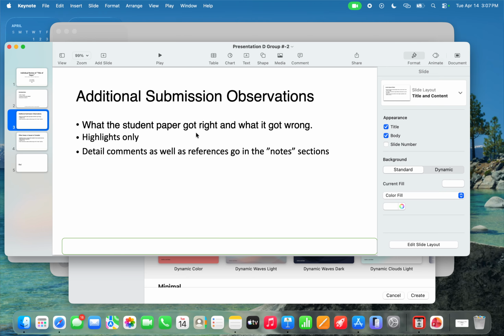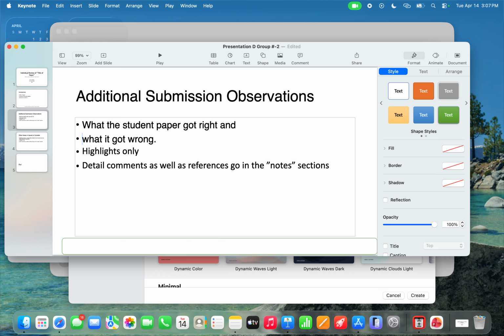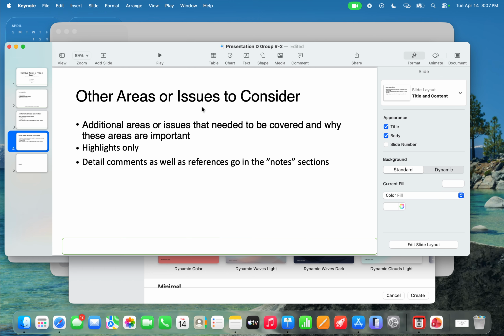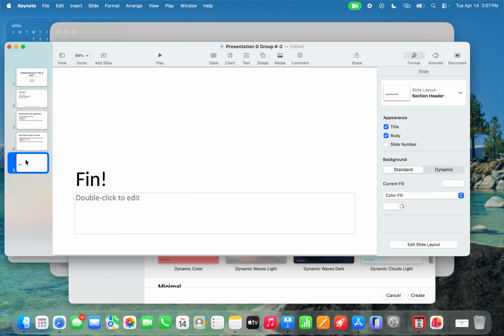What the student paper got right and what it got wrong. Actually, that should be two bullets. And detailed comments as well as references go in the notes section. So all the stuff that's detailed goes over here in the notes. Then the second slide is all the areas of issues to consider about that issue, things that were not covered, anything else you want to add about the ethical issue. Again, highlights go on the slide, the comments go in the notes. And that's it. Very simple.